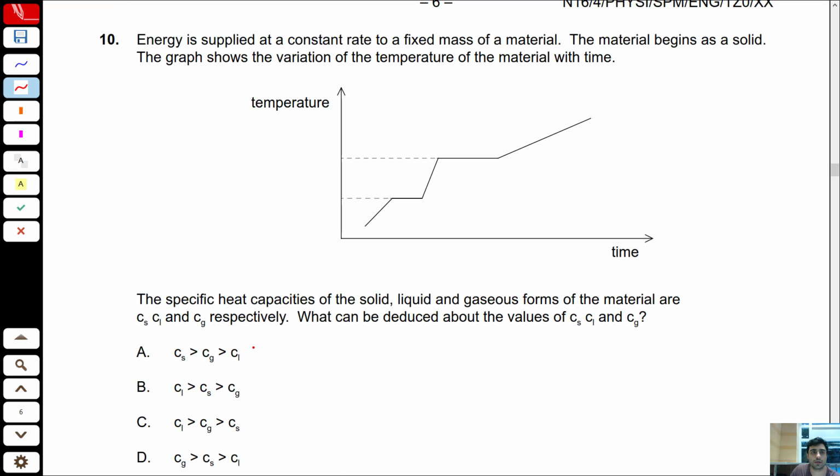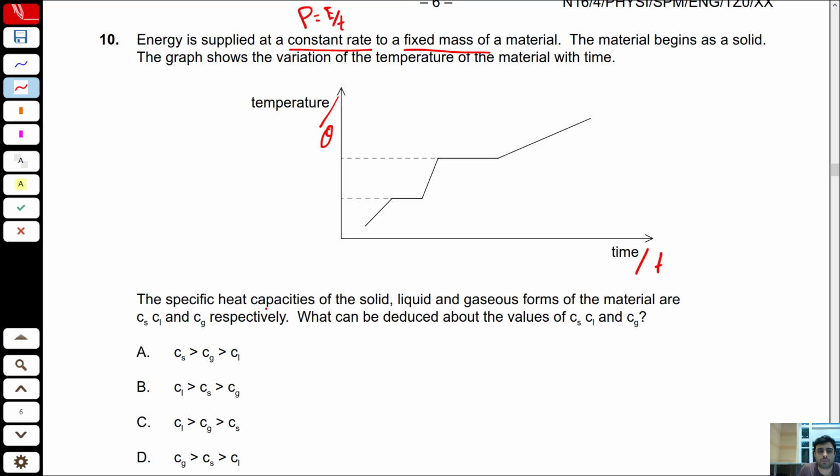Question number 10. Energy is supplied at a constant rate. So it looks like the power supplied is constant, because power is energy over time, to a fixed mass of material. The material begins as a solid. The graph shows the variation of the temperature of the material with time. Okay, so we have temperature versus time. Call the time t and let the temperature be theta.